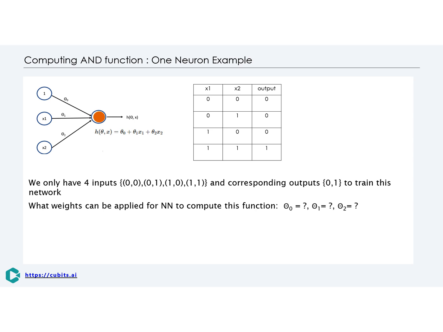With just two binary inputs, our network produces a single binary output, either a 0 or 1. The inputs we use are pairs: 0,0; 0,1; 1,0; and 1,1. The challenge is determining the right weights, theta 0, theta 1, and theta 2, to achieve the correct output for each input pair. So our challenge is to find weights that can be used to compute the AND function.